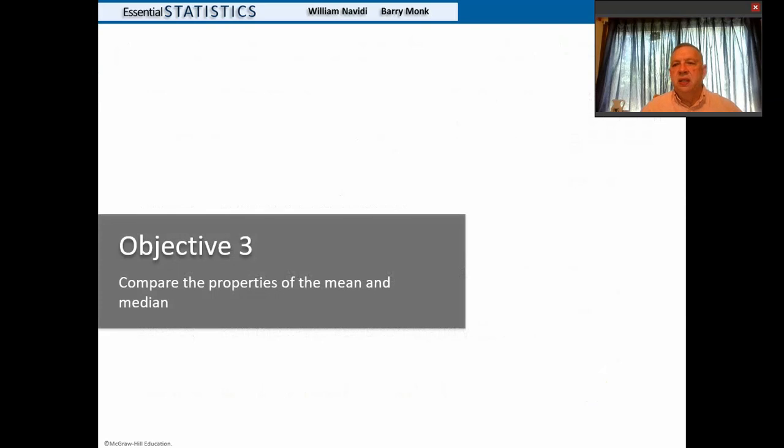Compare the properties of the mean and the median. At times, certainly these two things are going to be different in general. They can be the same, but by comparing those two numbers, we can ascertain what the shape of the data looks like. You remember left skewed, right skewed, symmetric. We'll be able to use these numbers to determine that.